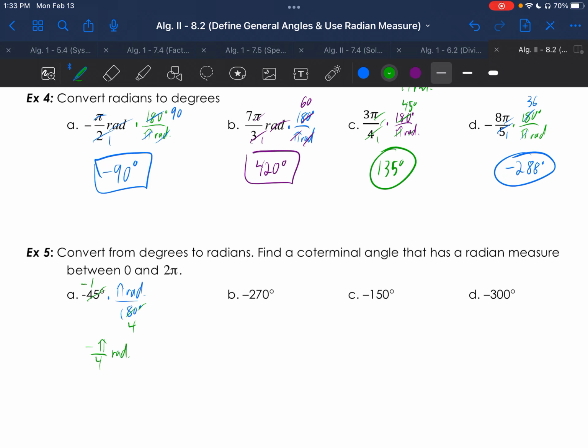And we said we want a coterminal one that's between 0 and 2 pi. So we're going to add 2 pi to this one. So if we add 2 pi, or 8 pi over 4, which is really 2 pi, we end up getting 7 pi over 4 radians.